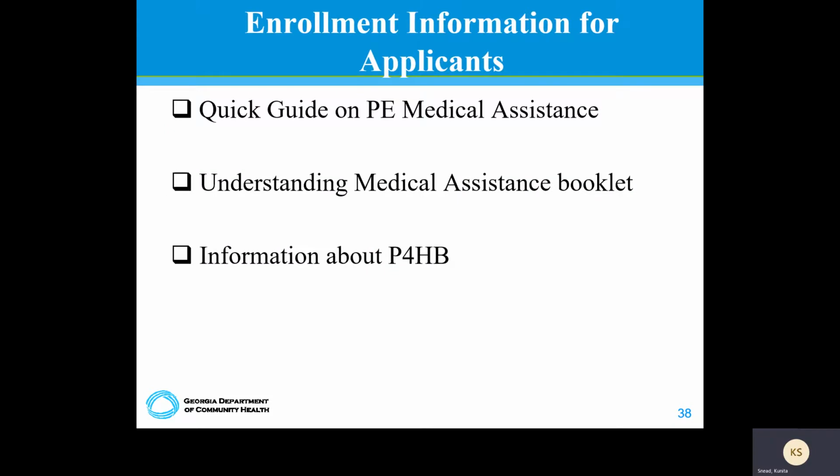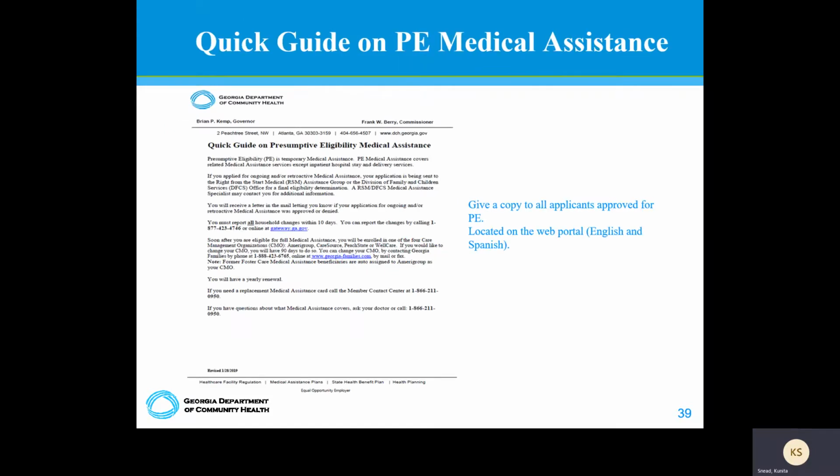Okay, once an individual has been approved for presumptive, then you will need to make sure you're providing them with some types of resources. So the first one is the quick guide on presumptive eligibility, just letting them know that they have been approved for presumptive. Once they have been approved for presumptive, any claims will have to be billed fee for service. They will not be enrolled into a CMO once they have been approved for presumptive. Once DFACS, if they completed a full application, makes them eligible for full Medicaid, then that's when they will be enrolled into a CMO. But for presumptive, they're only going to be fee for service.